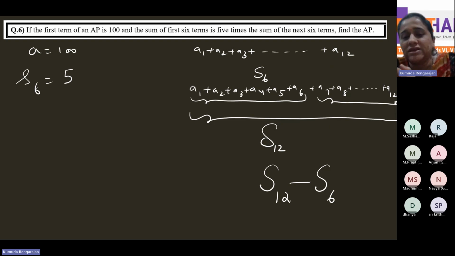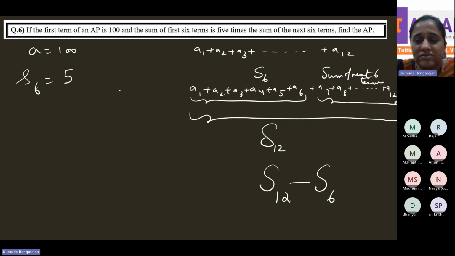A1 plus A2 plus A3, so on till A12 is S12, the sum of the first 12 terms. A1 plus A2 plus A3 till A6 is the sum of the first 6 terms. You're adding the terms, so S6. Now clearly the difference S12 minus S6 will give you A7 plus A8 plus A9, so on till A12, which is nothing but the sum of the next 6 terms.